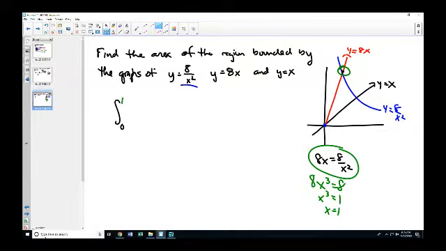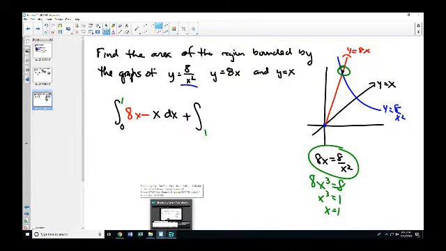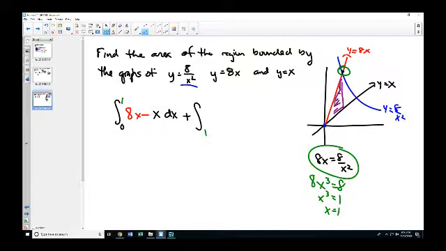So does red minus black. Top minus bottom, so that's this region here. And then to get the other part, you do the intersection of 8 over x squared is equal to x.